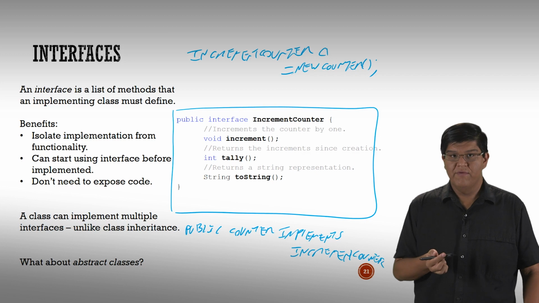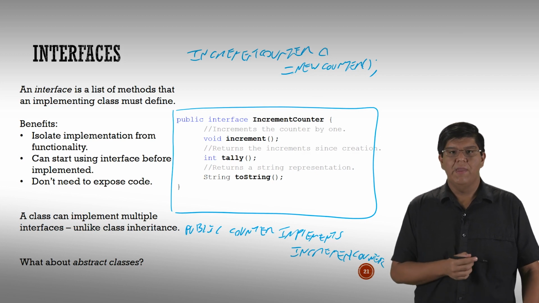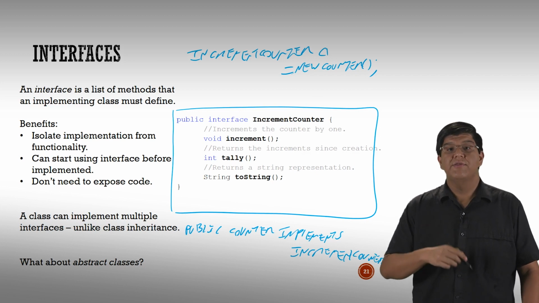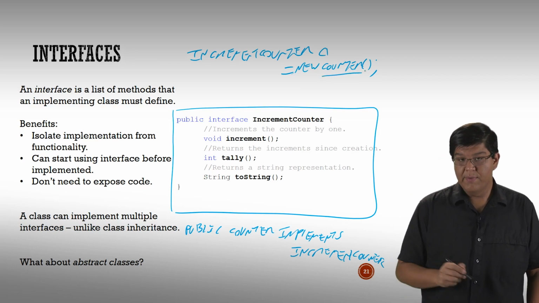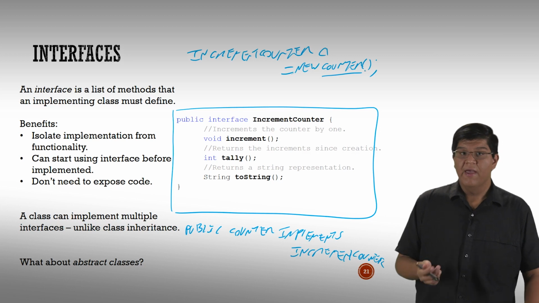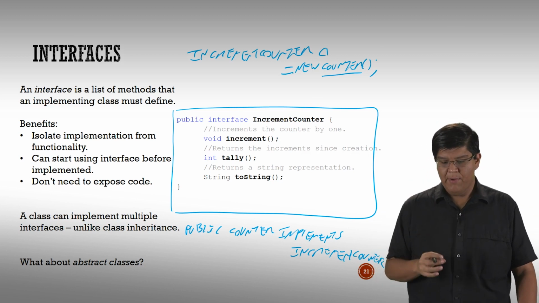And basically, from the point of view of the world, C1 is of type increment counter. And so everybody is basically just going to use that interface. They're going to use those three things that are there. You don't even have to know about counter, which is really nice. That's our decoupling of this black box.